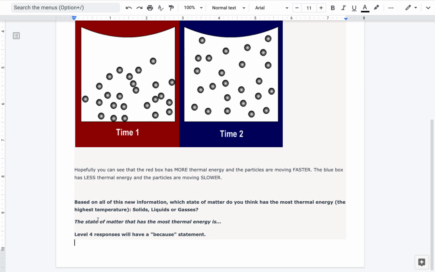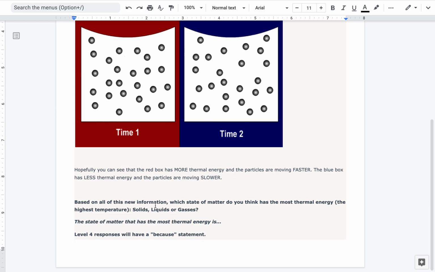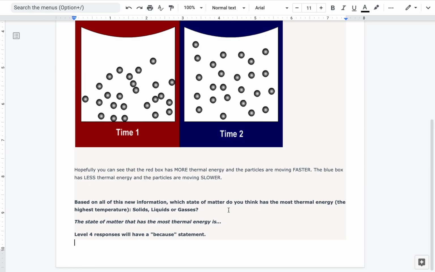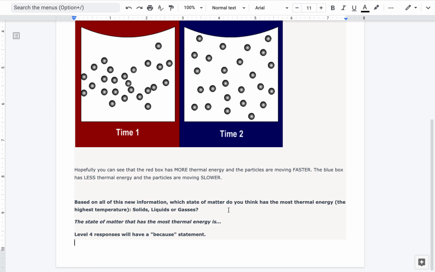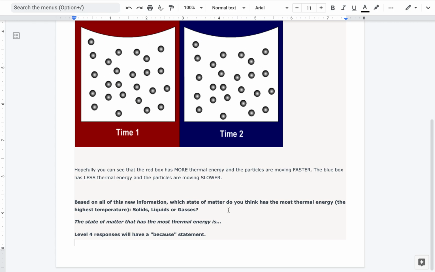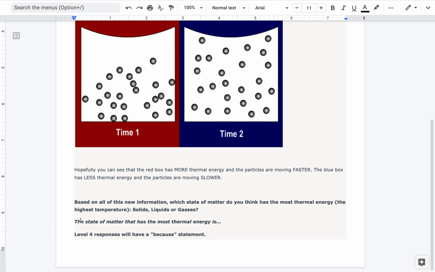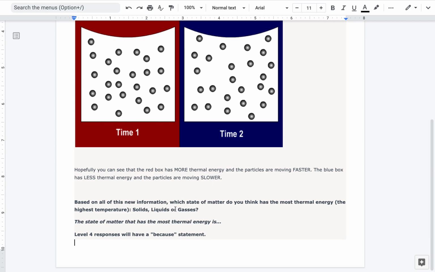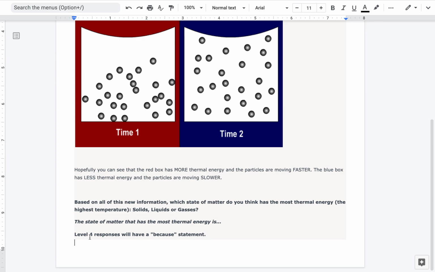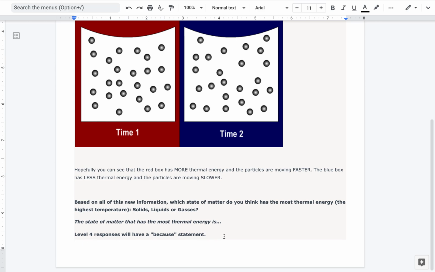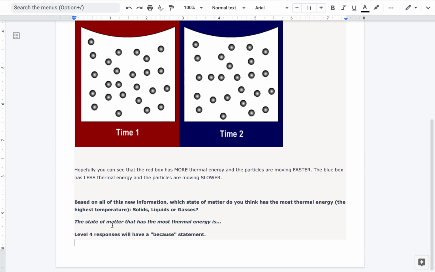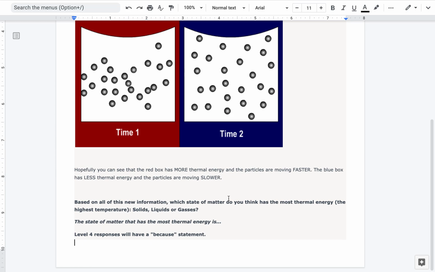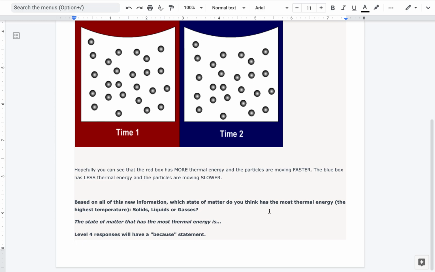So taking this information based on what we just learned, which state of matter do you think has the most thermal energy or the highest temperature? Your options are a solid, a liquid, or a gas. Your sentence frame should be: the state of matter that has the most thermal energy is, and then put in solid, liquid, or gas. If you want a level 4, you need to say because afterwards. So the state of matter that has the most thermal energy is, pick one of these, and then say because, and explain why you wrote that answer.